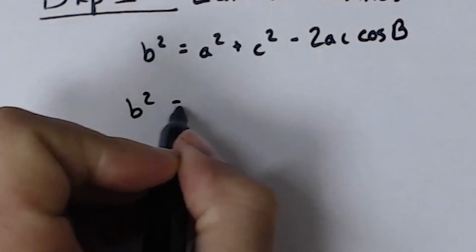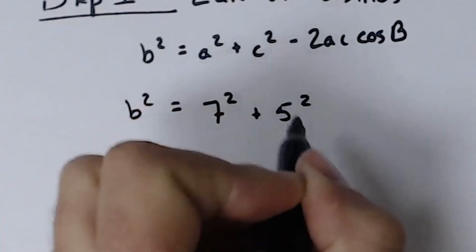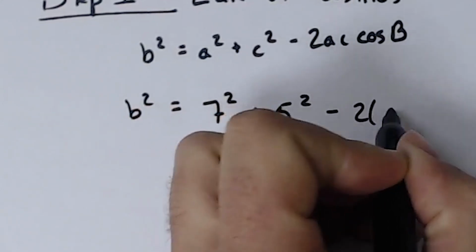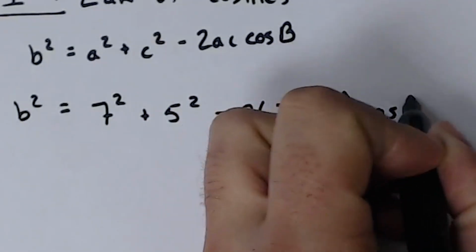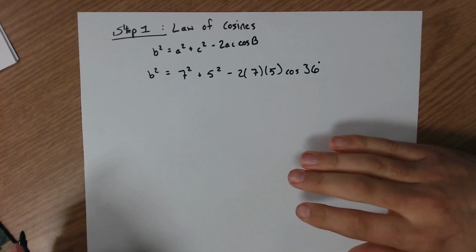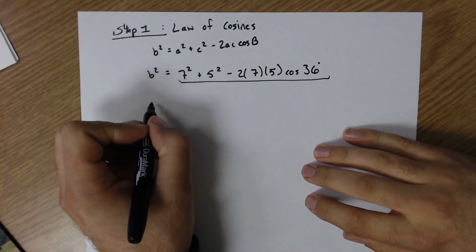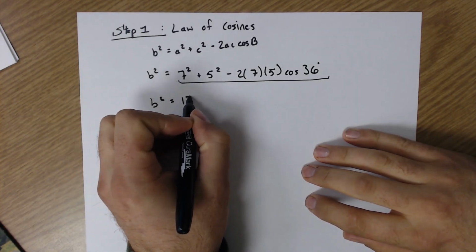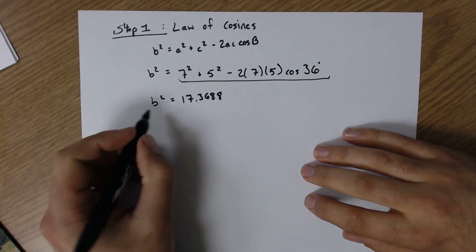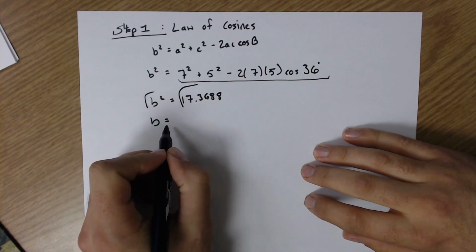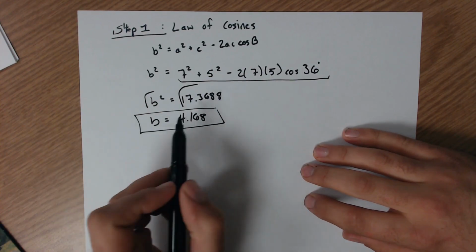So I don't know my side length b, but I know that a is 7. I know that c is 5, minus 2 times then our 7 and our 5 times cosine of our angle, which is 36 degrees in this case. Now I simplify a little bit of this. Everything over here is all just a number. So I'm just going to type all that into the calculator, and I get 17.3688. Now this is b squared, and I just want regular b, so I'm going to square root everything, and b equals 4.168.